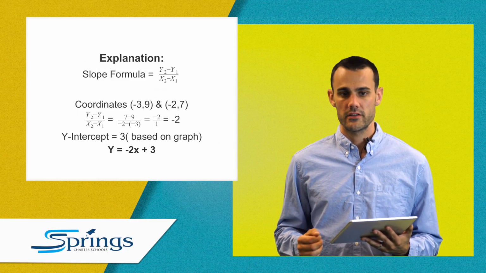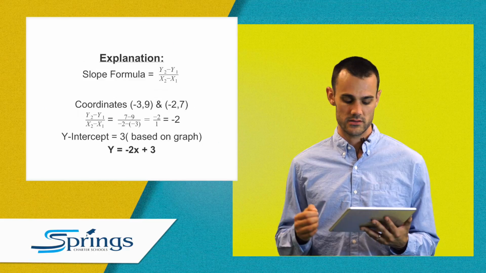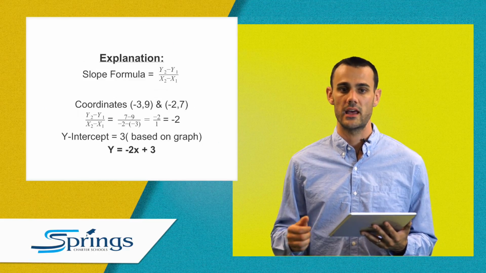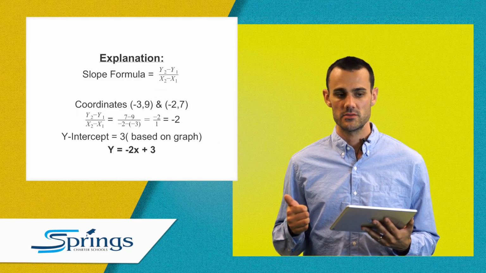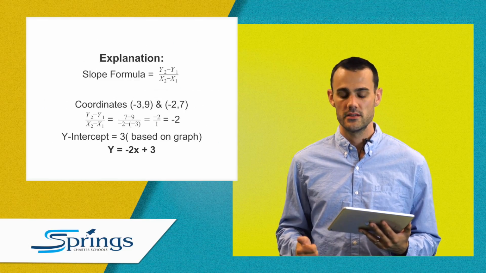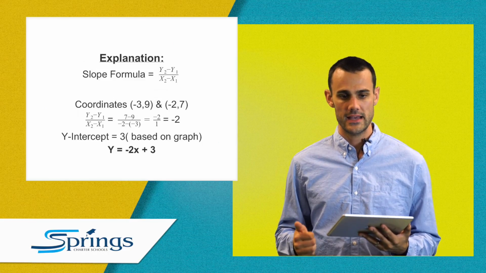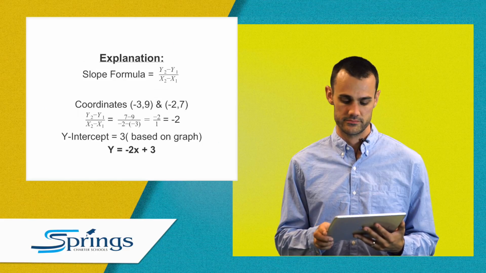Now, we saw in the graph that the y-intercept was 3. So our equation is y = -2x + 3. Again, we see it's in that y = mx + b format, so we should think to ourselves, yes, this is a linear function. There's no exponents listed here, so we know that has to be a linear function. If you see an exponent, we have a nonlinear function.